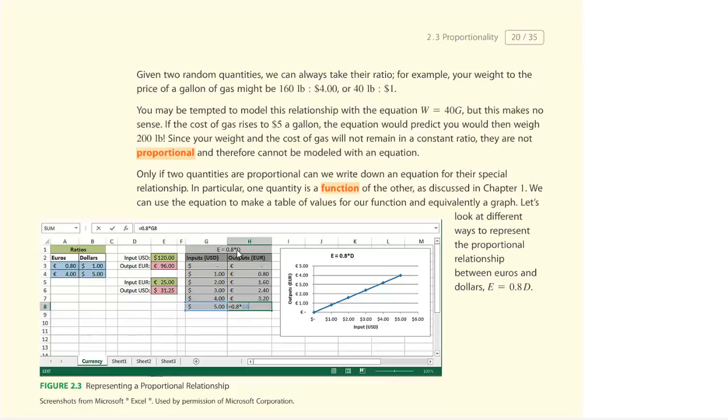Because this is really just y equals mx. There's no b on the end. And so that's why it starts at 0, 0, because that makes sense, right? If you have $0, you're going to get €0 back. It wouldn't make sense to have it any other way for the origin, right? When you have 0 input, you should have 0 output for this type of thing. And then you just get a straight line with a slope of 0.8.